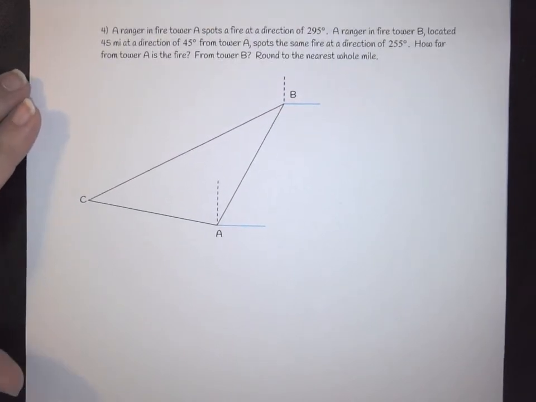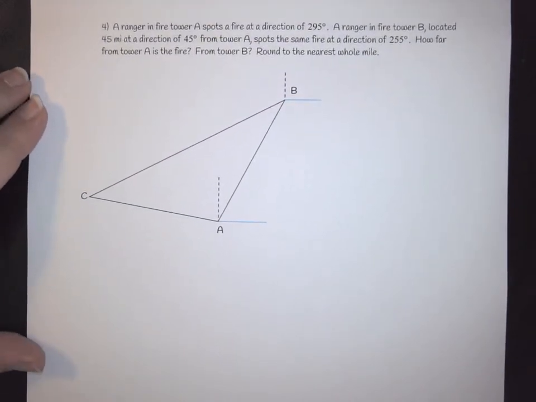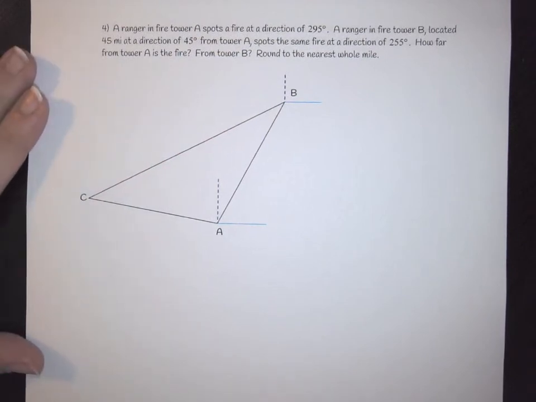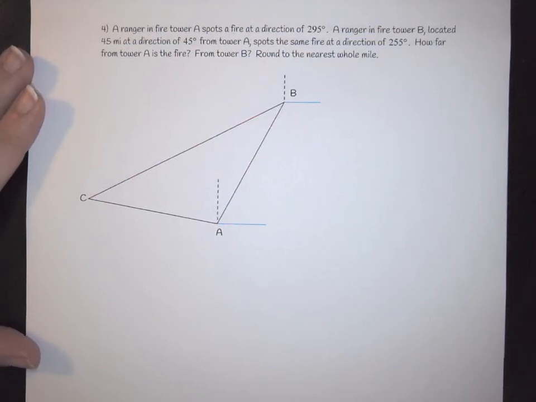Alright, here we have that a ranger in a fire tower, in fire tower A, spots a fire at a direction of 295 degrees. A ranger in fire tower B, located 45 miles at a direction of 45 degrees from tower A, spots the same fire in a direction of 255 degrees. How far from tower A is the fire?